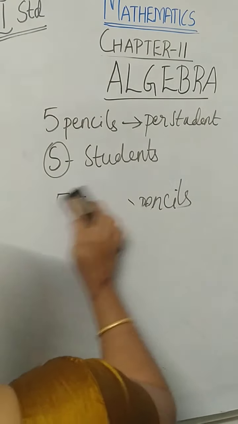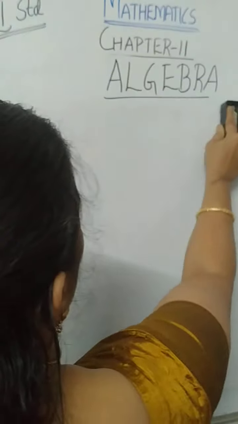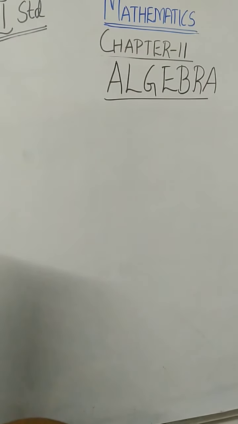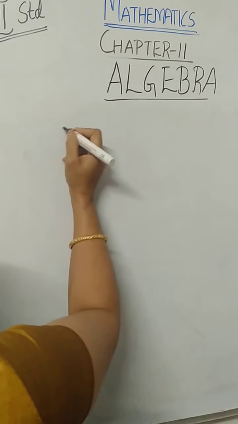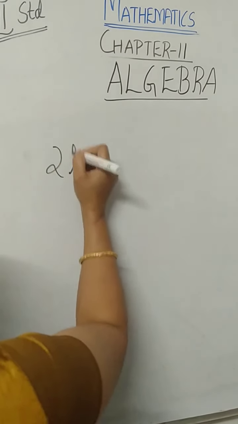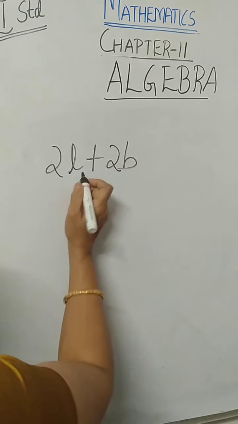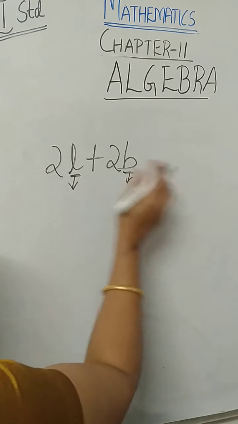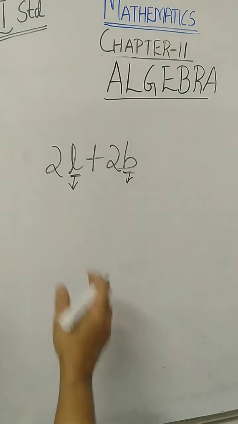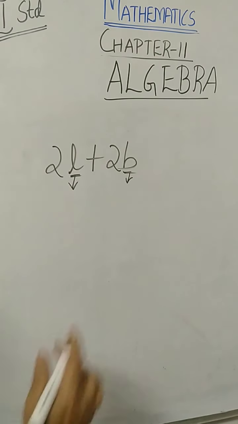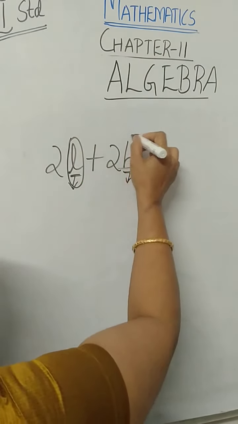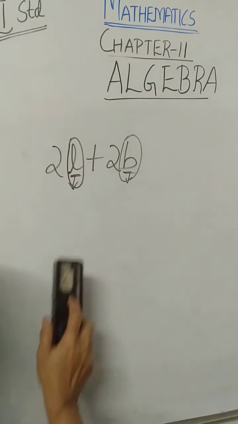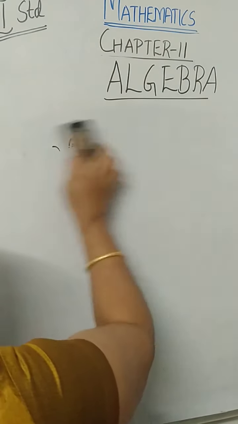In our previous chapter, we learnt about perimeter and area, isn't it? What is the perimeter of a rectangle? It is represented as 2L plus 2B. Here, L is the length and B is the breadth. Are the length and breadth the same for all rectangles? No. Length and breadth can take any value. These are variables and this is an expression.